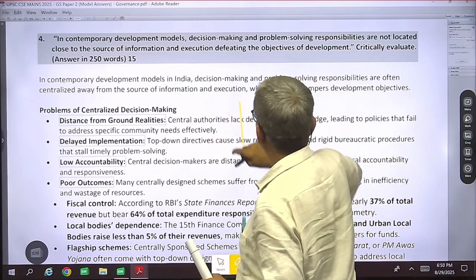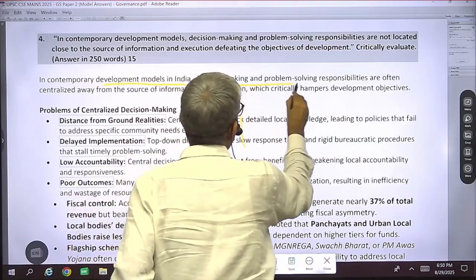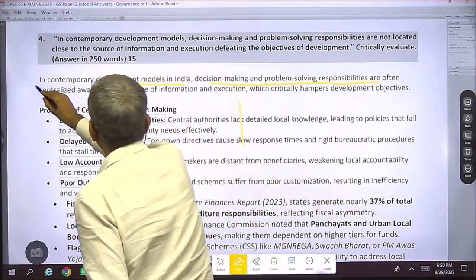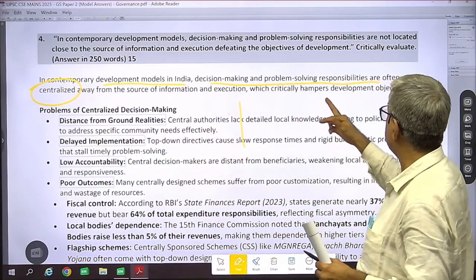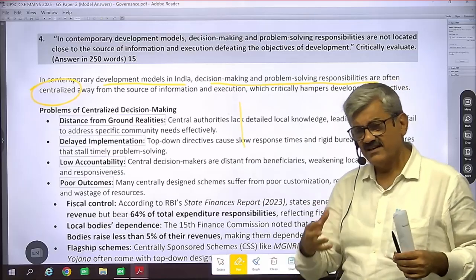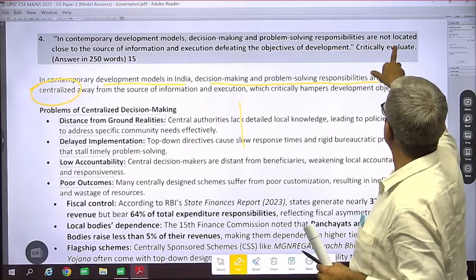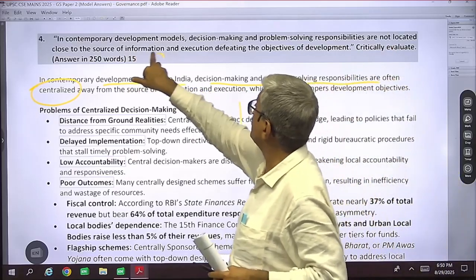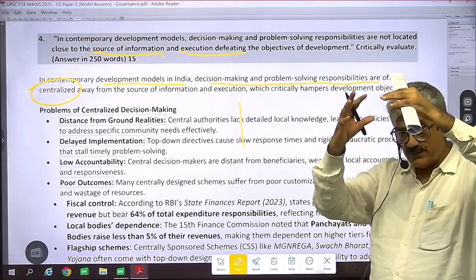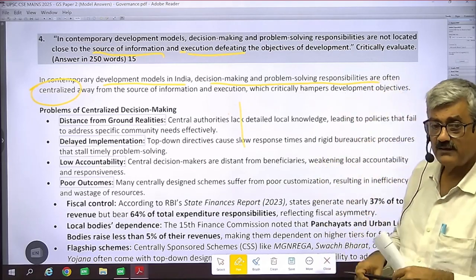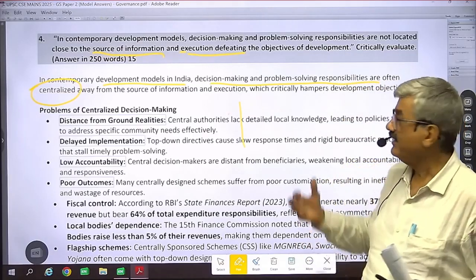In contemporary development models, decision making and problem solving are often centralized away from the source of information and execution, which critically hampers development objectives. It means the people at the source of information, and the execution. So in fact, all policy programs are made at the top for the grassroots. Why not make it at the grassroots itself? This is the question, basically.